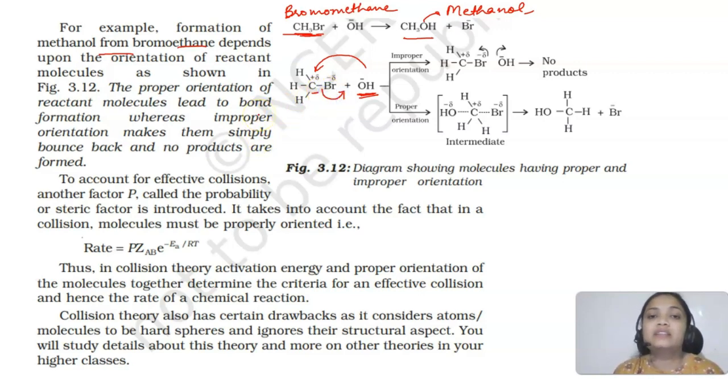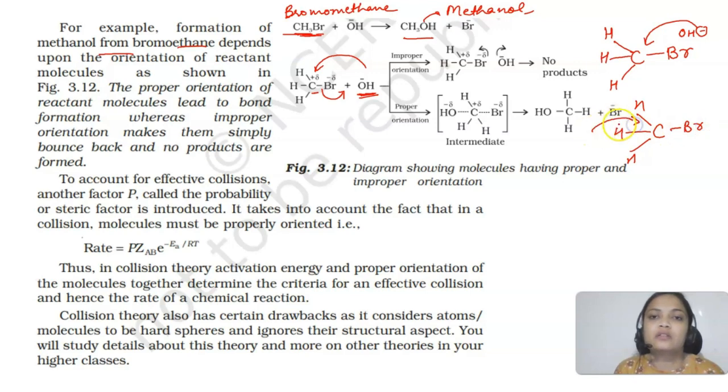Now the thing is that this OH, if it is colliding with bromomethane, must collide from the back side. This will be clear when you study organic, but I'll try to make it clear. OH can attack from the front, where bromine is present, or OH can attack from the back side, where bromine is not present. If it is attacking from the front side, this is improper orientation, so no product will be formed.